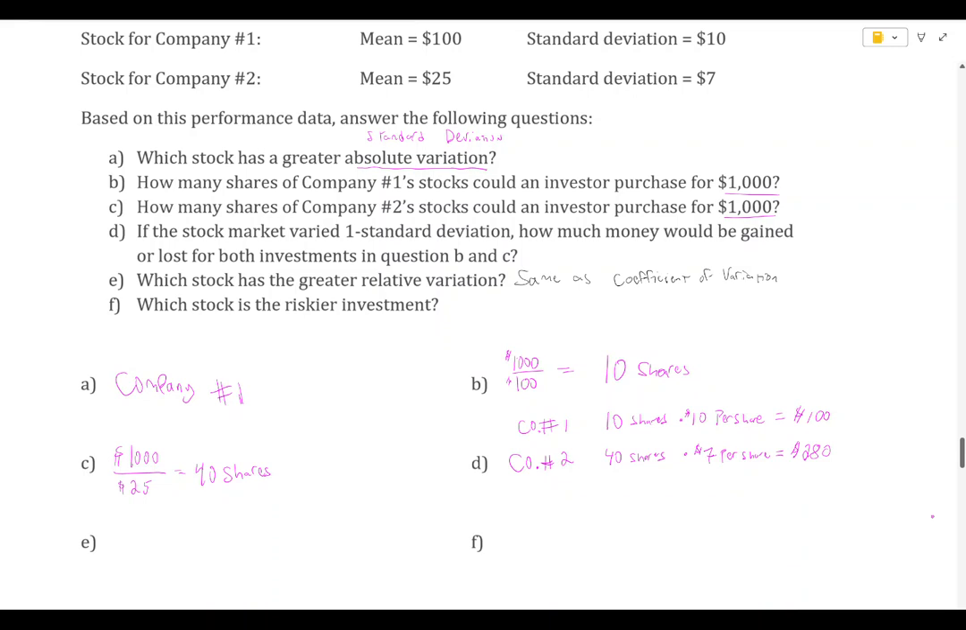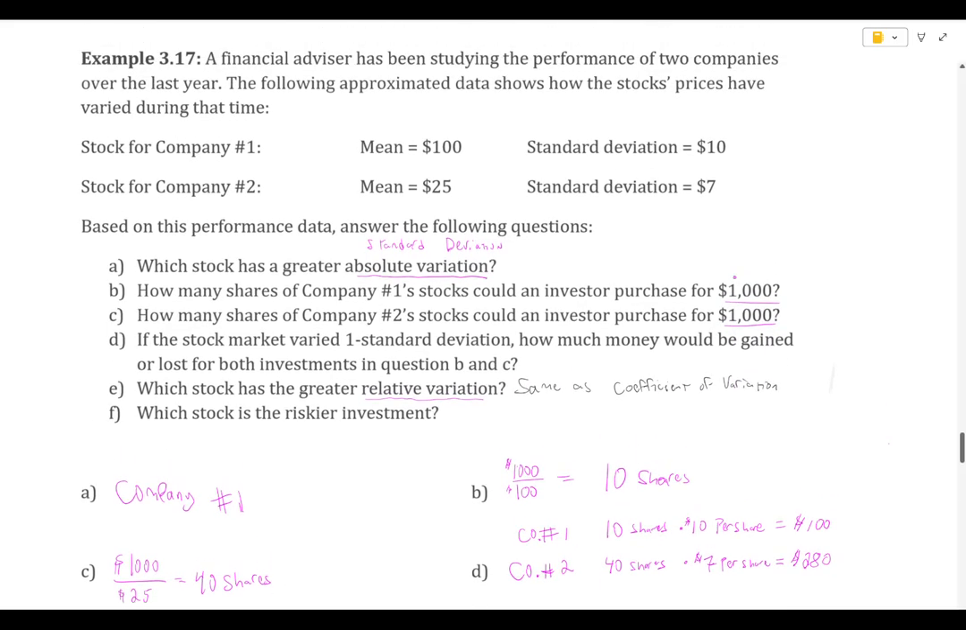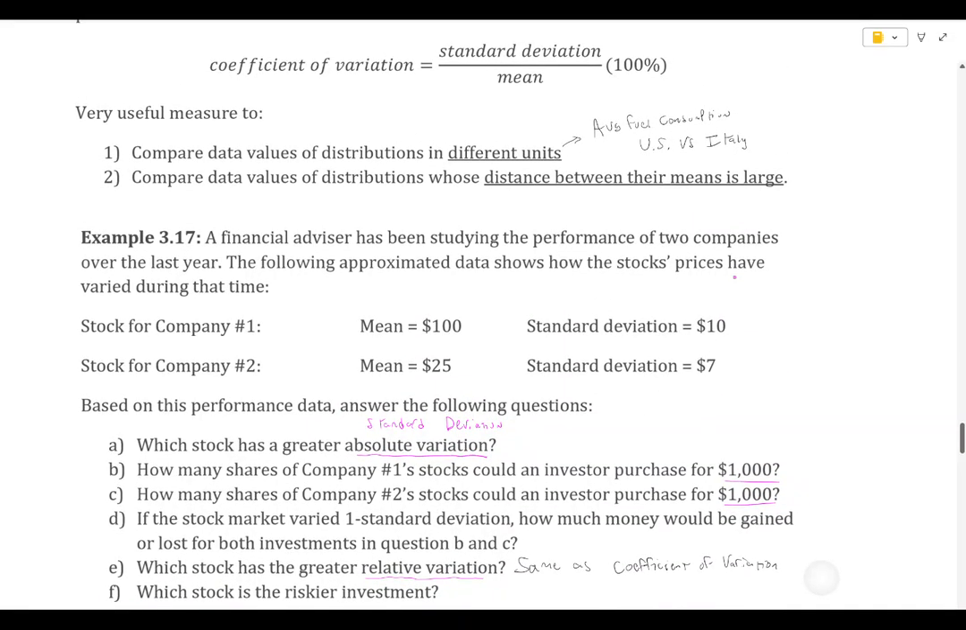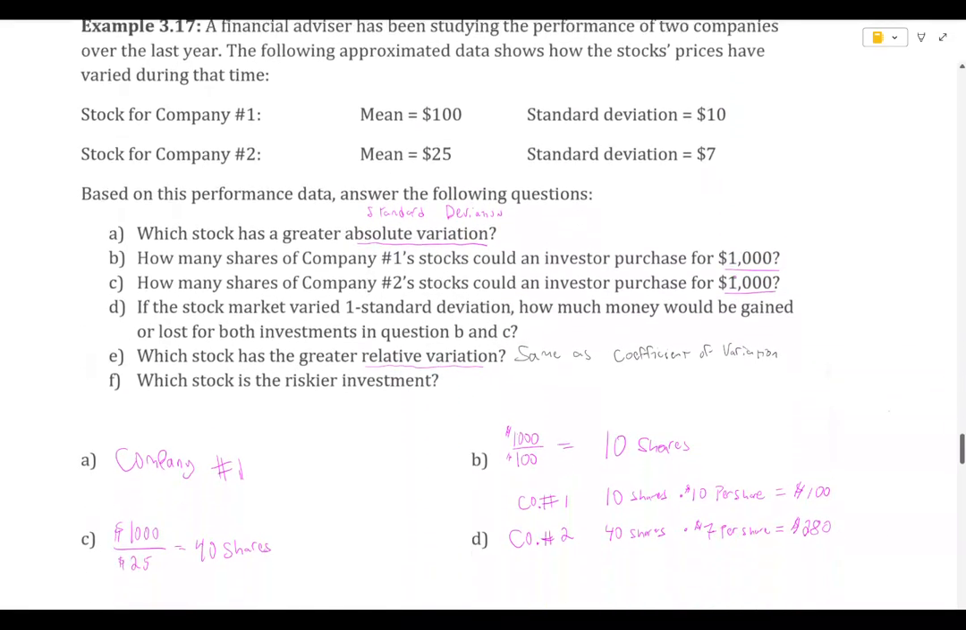So that's how we can compare the means and the standard deviations, but we can go a little bit further. In question E, it says which stock has the greater relative variation. The relative variation is the same as the coefficient of variation. Just to recall, the coefficient of variation is the standard deviation divided by the mean, multiplied by 100 to make it into a percent.